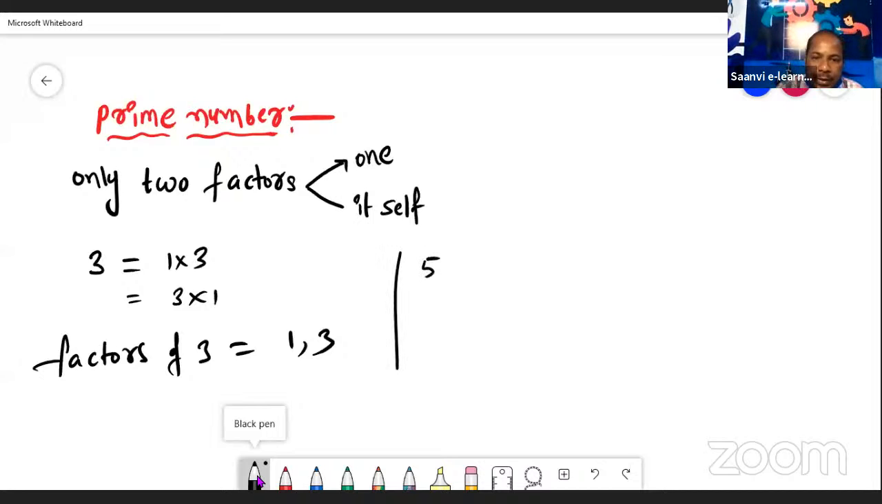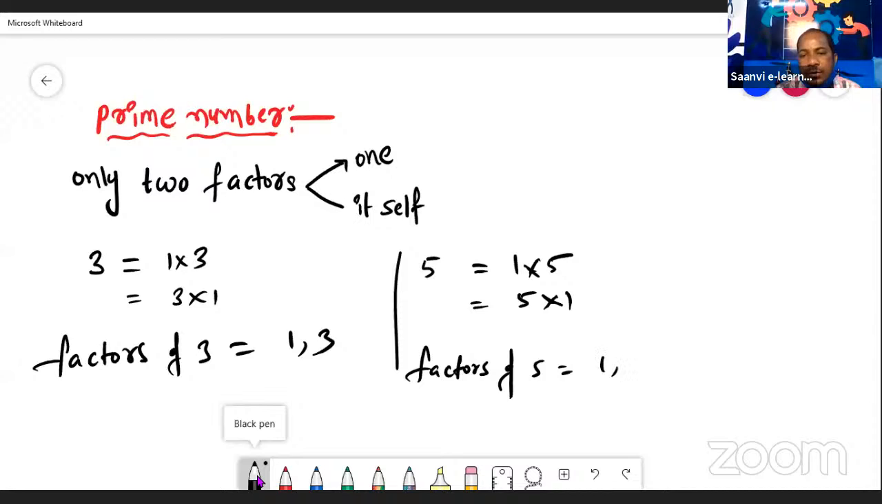So if you take the number 5, 5 also has only two factors. One is 1 into 5 and the other is 5 into 1. So what are the factors of 5? Therefore, the factors of 5 are 1 and 5. It means this number 5 has only two factors. They are 1 and itself. The number 1 is there and itself means the same number 5. Here also the number 3 has factors 1 and itself.